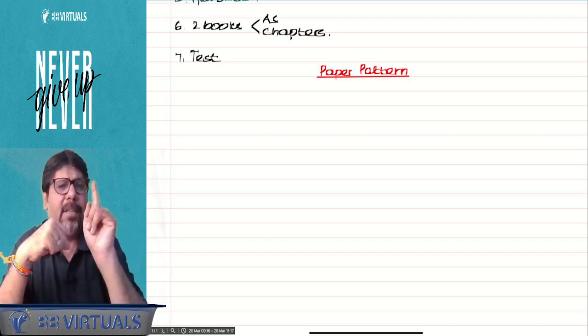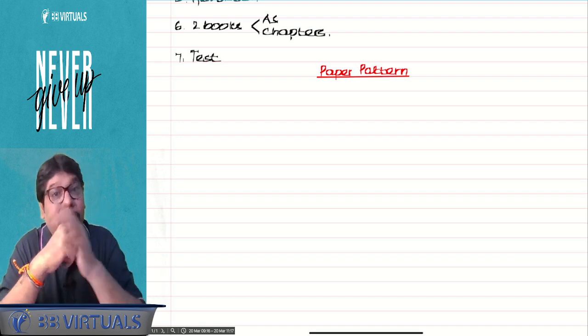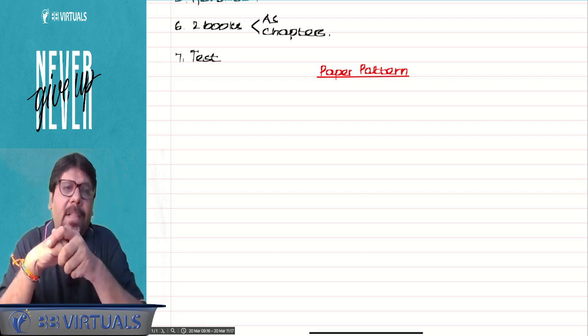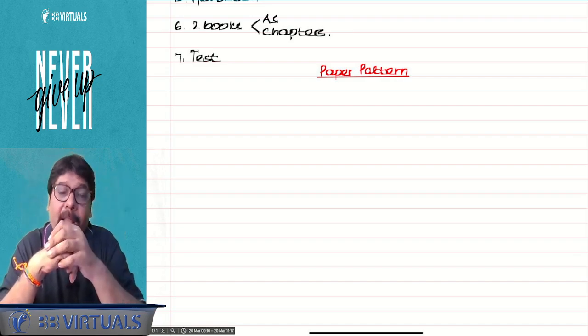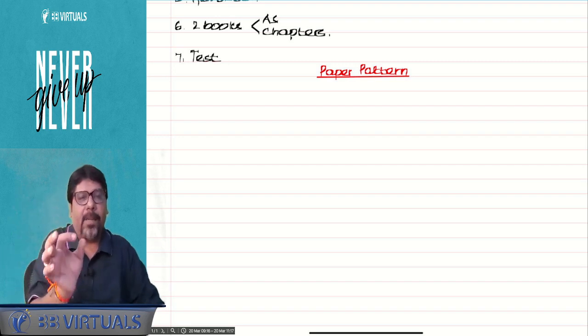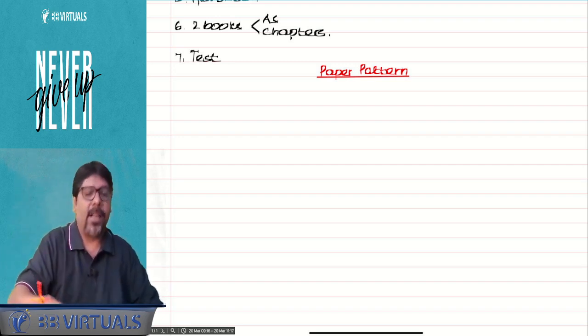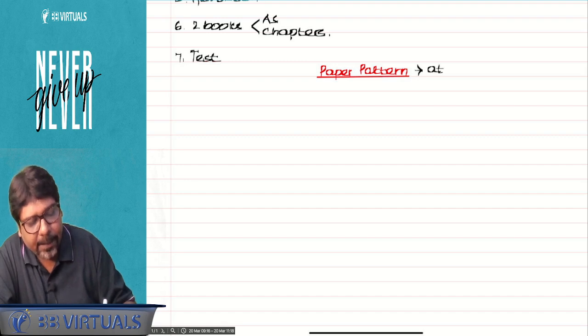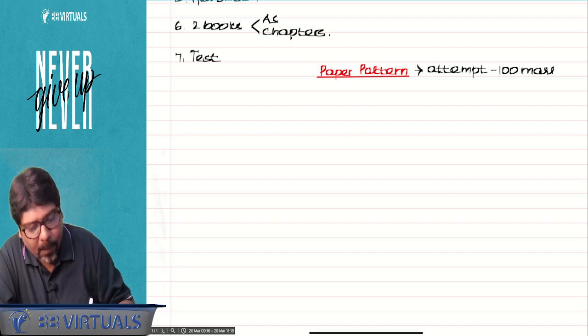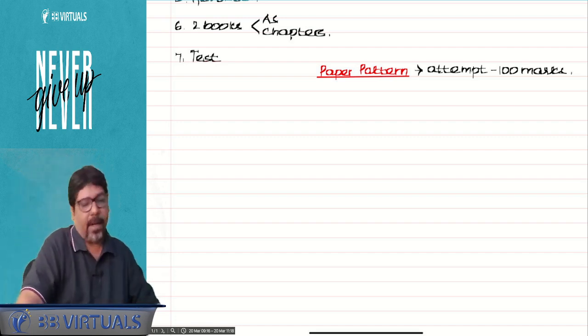How many marks ka choice? Sir, one question ka choice. That is what I have heard. Exactly. Paper is of almost 114 marks to 120 marks. Correct? But out of that 114 to 120, you are supposed to attempt 100 marks. So paper pattern is attempt 100 marks.